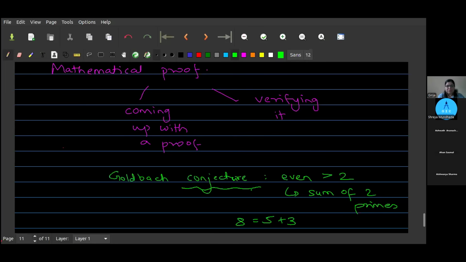Why is that a conjecture? Because it's not proved yet. Even computationally, people have tried even numbers up to a very large scale, very huge numbers, and they have found primes that sum up to that number. No counterexample has been found so far. So it's a conjecture, but you can't call it a theorem right now because it's not been proved.